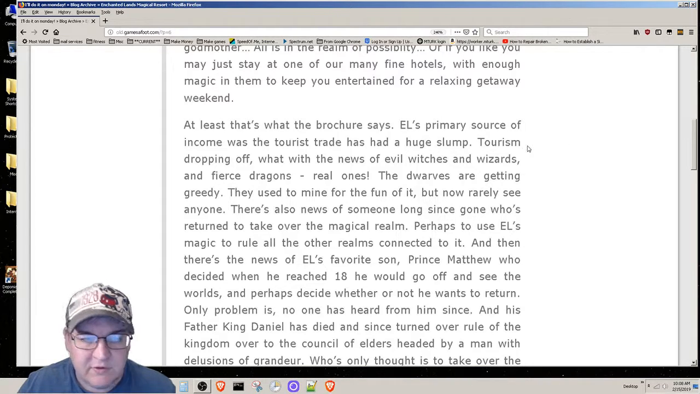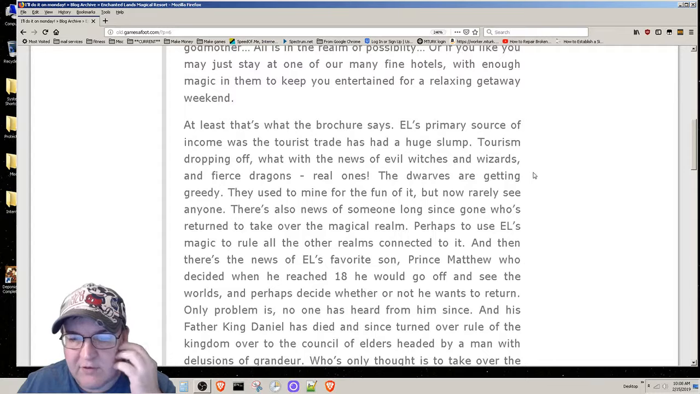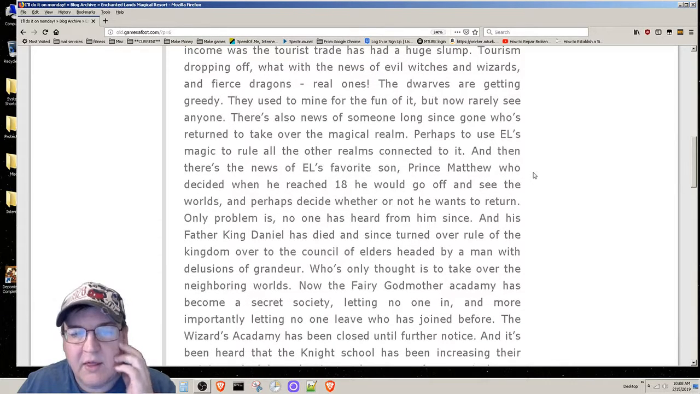Enchanted Land's primary source of income was the tourist trade, and it has had a huge slump. Tourism is dropping off with the news of evil witches and wizards and fierce dragons, real ones. Dwarves are getting greedy. They used to mine for the fun of it; now they rarely see anyone. There's also news of someone long since gone who's returned to take over the magical realm, perhaps to use Enchanted Land's magic to rule all the other realms connected to it. And then there's the news of Enchanted Land's favorite son, Prince Matthew, who decided when he reached 18 he'd go off and see the worlds and perhaps decide whether or not he wants to return.